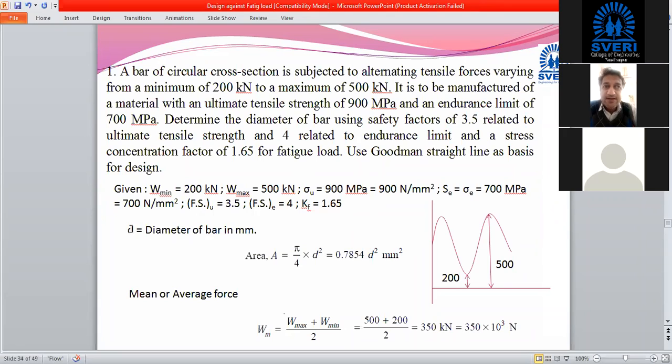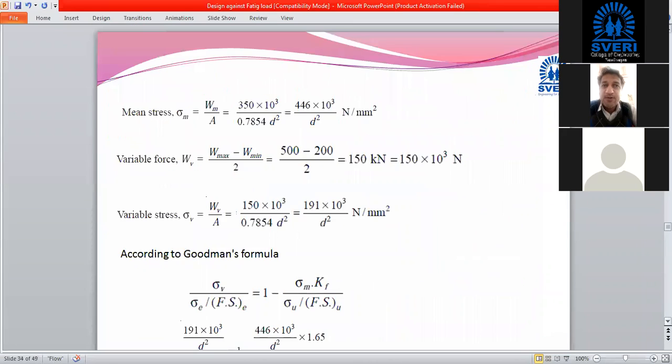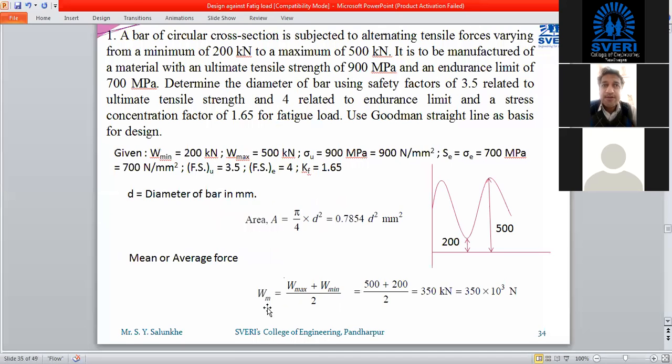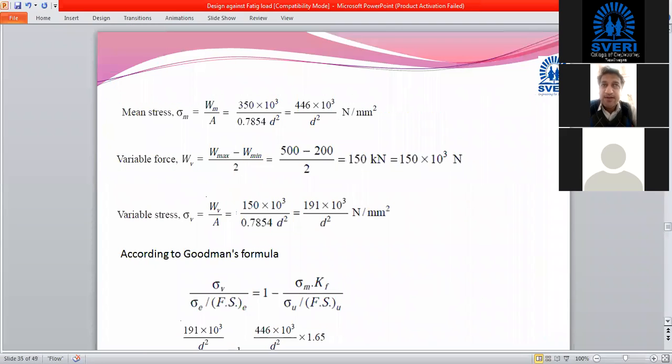Now let us consider that small d is the diameter of the bar in millimeter. Hence the area which is undergoing the tensile stress is pi by 4 d square, which is equal to 0.7854 d square, where d we have to find out. Then to calculate the mean load, W mean is maximum load plus minimum load divided by 2. 500 plus 200 divided by 2 is 350 kilonewton, that is 350 into 10 raised to 3 Newton. Is it fine up to that slide? Any question?